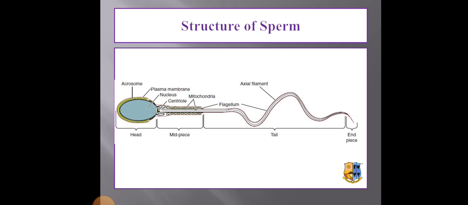Bulbourethral glands. So the final addition to semen is made by these bulbourethral glands. They release a thick, salty fluid that lubricates the end of the urethra.